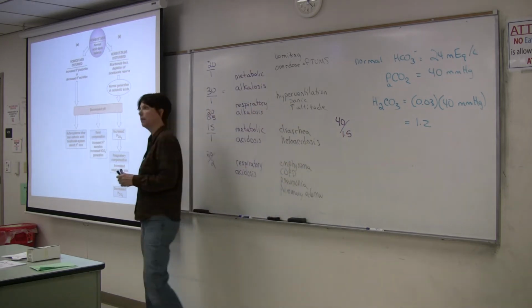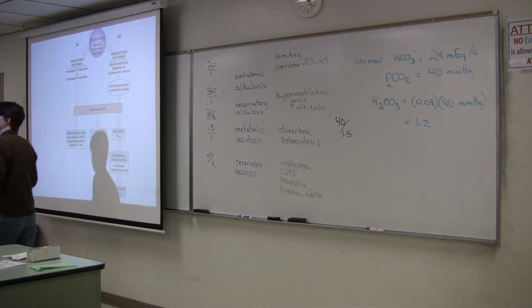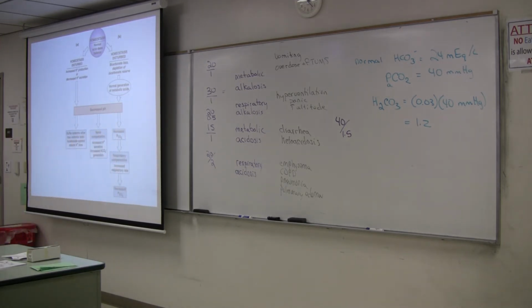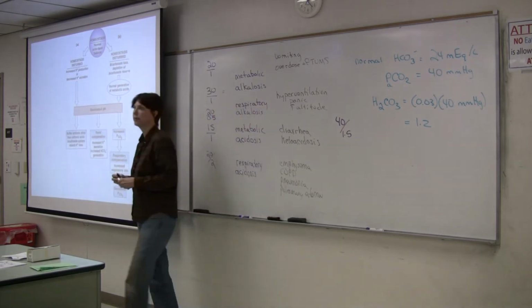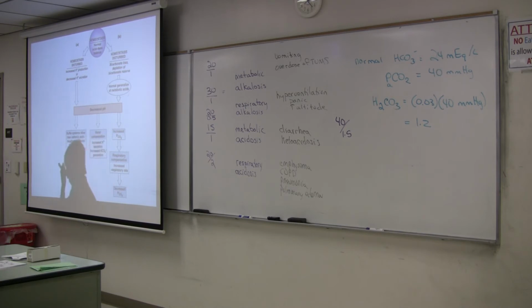A ratio of 40 to 1.5. Acidosis or alkalosis? Alkalosis. My bicarbonate ions have doubled. They've gone from 24, well, let's make it really doubled. They've gone from 24 to 48. So they've gone from a ratio of 20 to 40. My carbonic acid has only increased by 50%. Okay? So my PCO2, instead of being 40, is 60.